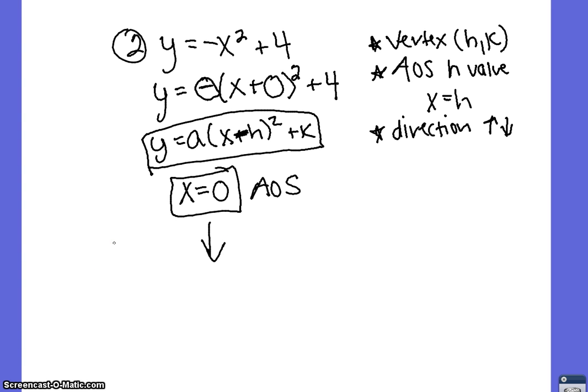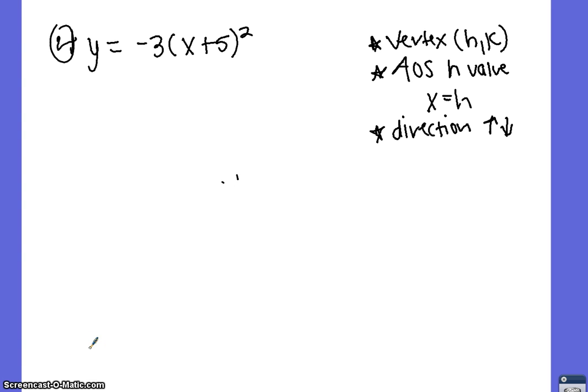Let's look at number 4. Okay, the next problem is problem number 4. I have y equals negative 3 and in parentheses x plus 5 squared. This problem is actually already in vertex form. So if I label it out, there's my h. And what do I notice about my k? There isn't one. So when I ask you for the vertex, my vertex is actually negative 5, 0.